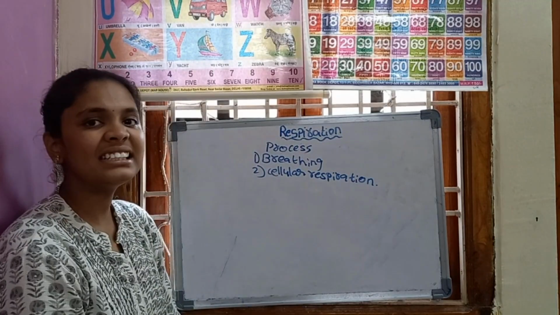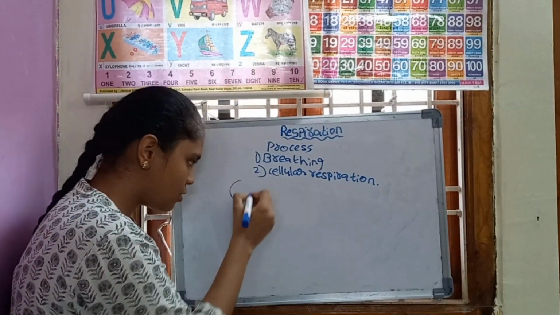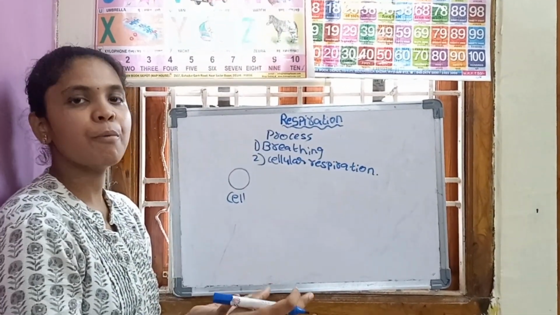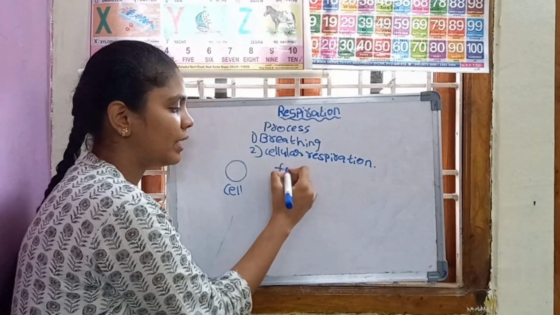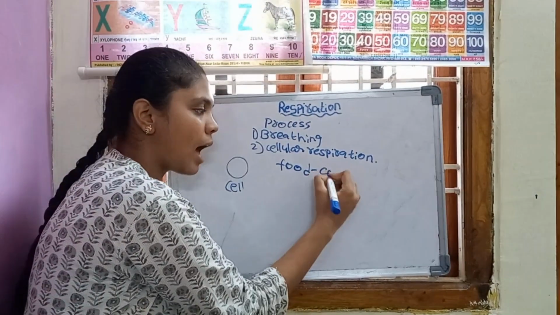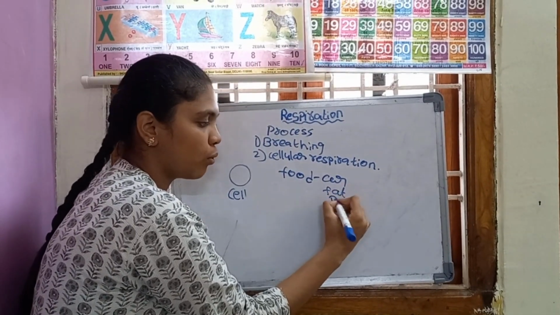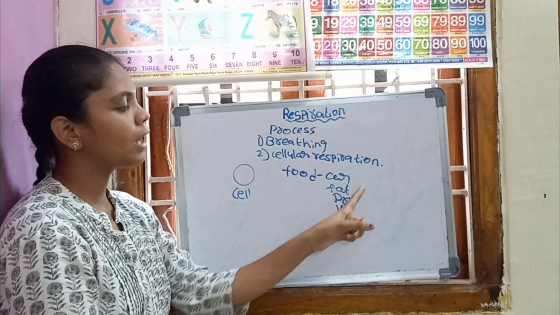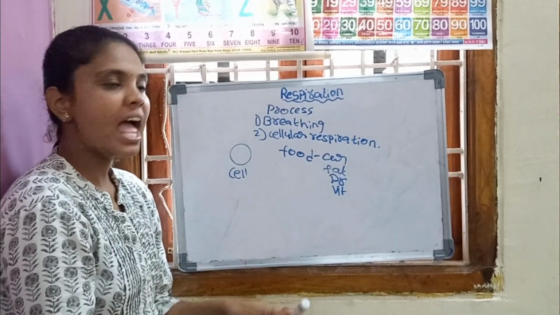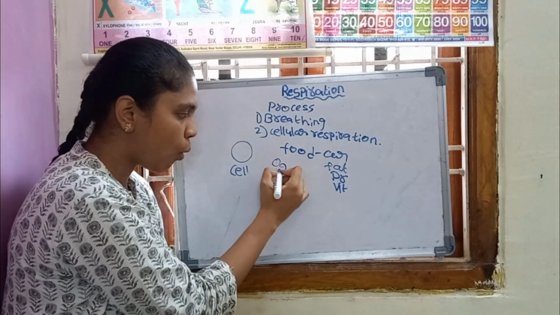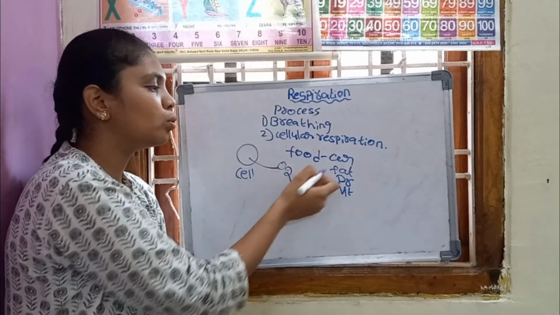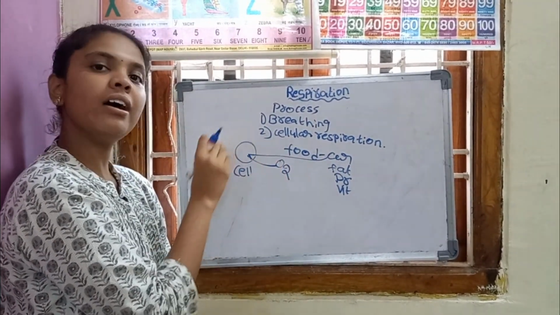The next step is called cellular respiration. Suppose this is your cell. When we go back to the digestion process, our food will be digested into simple absorbable substances like carbohydrates, fats, proteins and vitamins, and these will all be absorbed by our cell. And in the breathing process, the O2 that we inspired will also reach the cell. This O2 and these carbohydrates together reach the cell.